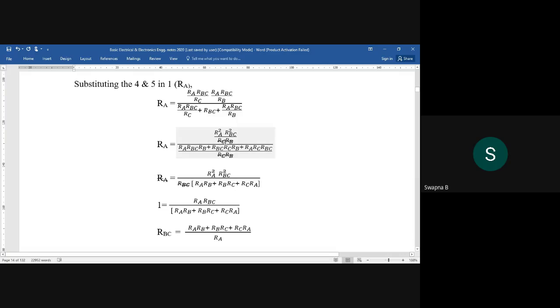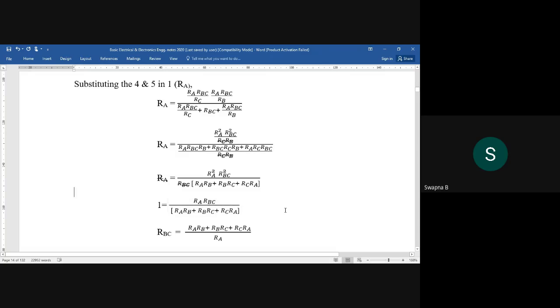From this equation, RbRc gets cancelled, which means both the denominators will get cancelled. See this term here. Three terms having Rbc as common. So take Rbc as common. Then you will get Ra Rb plus Rb Rc plus Rc Ra. Okay. See, this square and this Ra gets cancelled. This square and this Rbc gets cancelled. So you will get 1 is equal to Ra Rbc divided by Ra Rb plus Rb Rc plus Rc Ra.